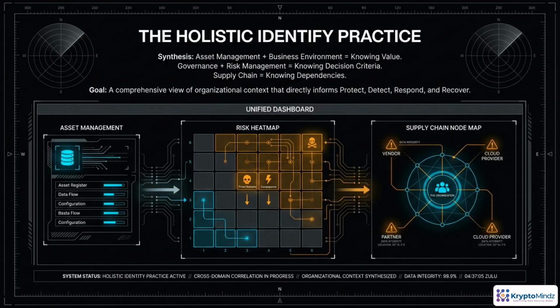Think of identify as building a single, living picture of your organization. Asset management tells you what you have and where it lives. Business environment explains why it matters and who cares. Govern and risk management define who decides and what acceptable risk actually means. Supply chain shows which vendors and partners you depend on to operate. When you synthesize all of that, you get a unified context that drives everything else. Which assets to harden, what to monitor, which incidents matter most, and what must be recovered first.